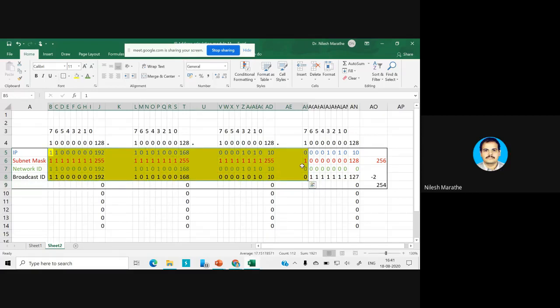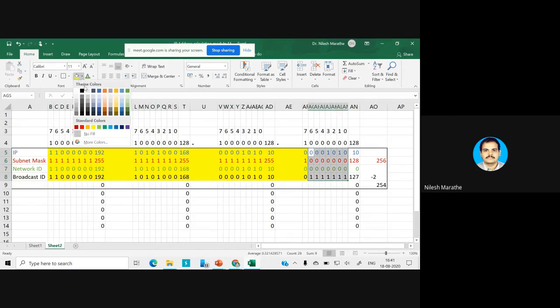This is the network portion, and this is going to be the host portion, because in the subnet mask the first bit of the last octet is 1. So now the available number of host bits are 1, 2, 3, 4, 5, 6, 7.